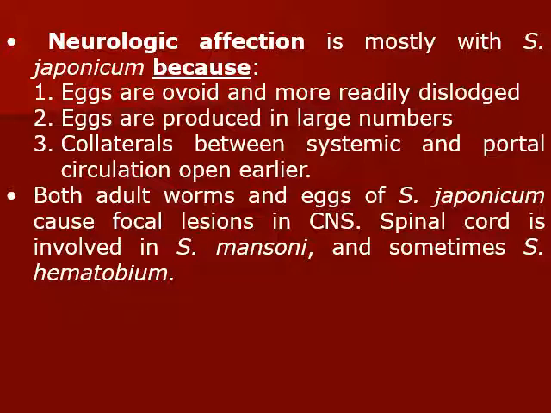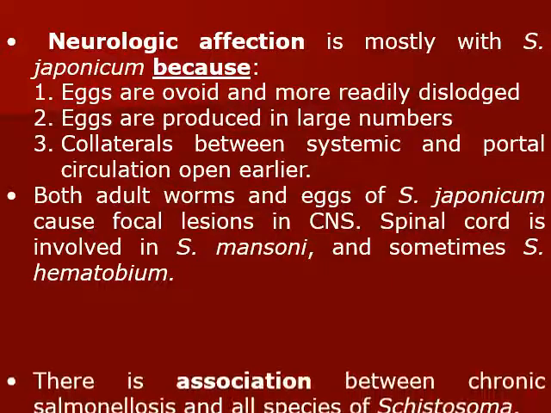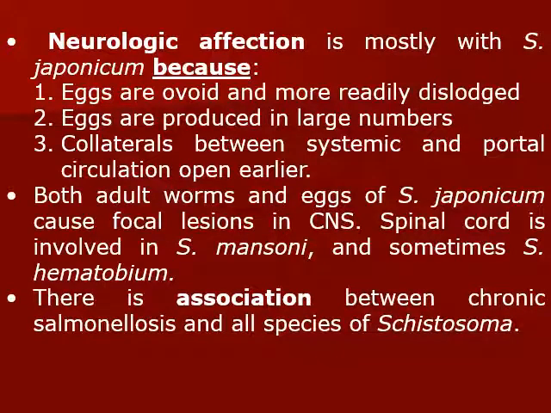Spinal cord is involved in Schistosoma mansoni with transverse myelitis and sometimes also with Schistosoma hematobium. There is association also between chronic salmonellosis and all species of schistosoma.